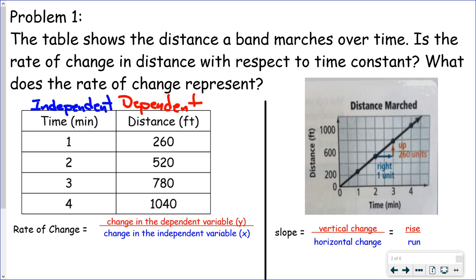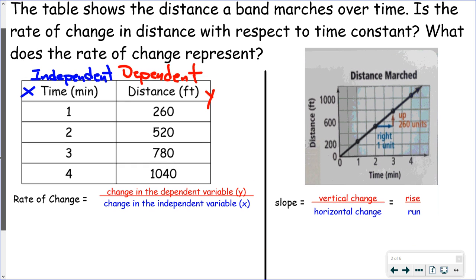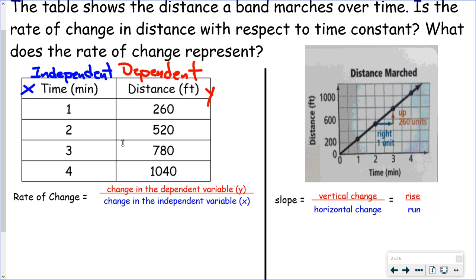Dependent. I feel like I'm missing letters there. Hopefully not. In algebra, we typically define the dependent variable as our y variable, and the independent variable as our x variable. All right, so the rate of change is the change in the y value over the change in the x value. And so they wanted us to see if this has a constant rate of change. I'm just going to check the rate of change through this table.